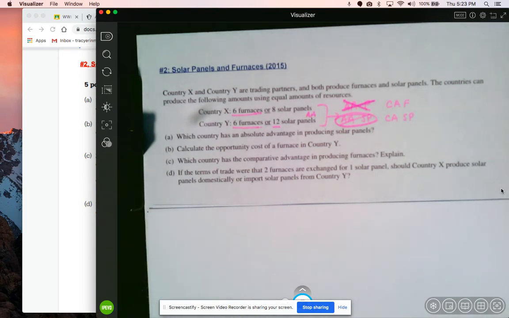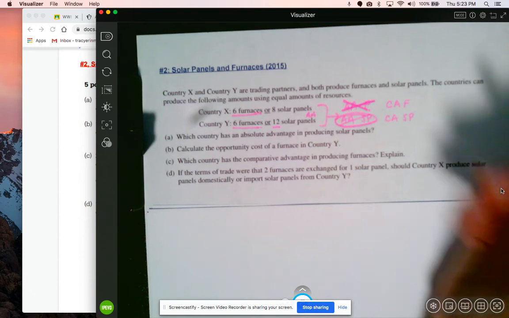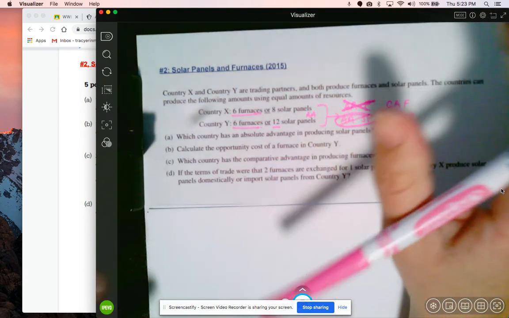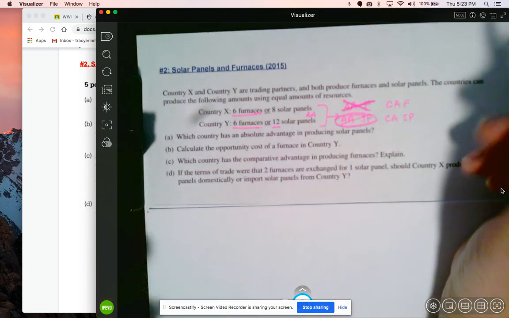Usually they put this data in a table and it's nice and organized, but I mean, it's still organized, it's just not in a big table. Okay. So that means there's no default there with the absolute advantage. Okay, moving on to the comparative advantage.